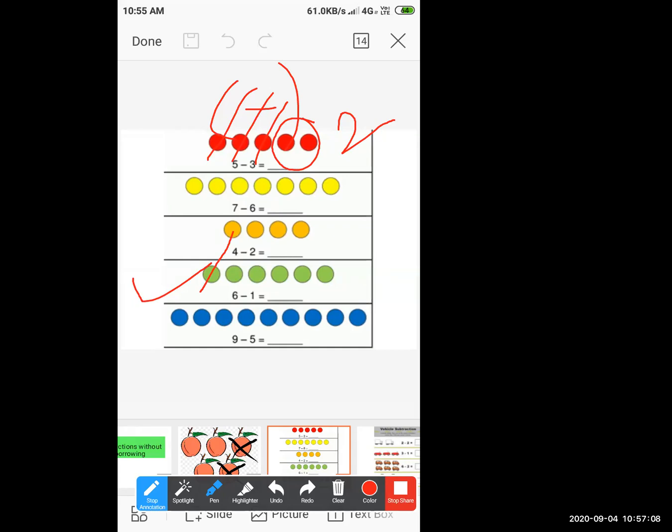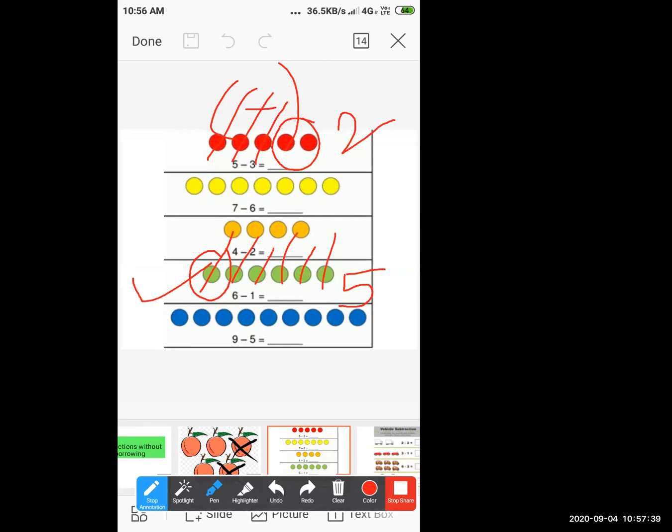How many are remaining over there? Yes. Give me the response in the chat box. Total 5 circles are remaining. Now count it yourself: 1, 2, 3, 4, 5. This one is crossed, this one is minus from 6. Okay. Is everyone clear till here on how to minus?